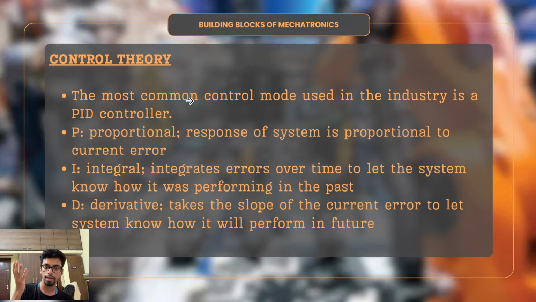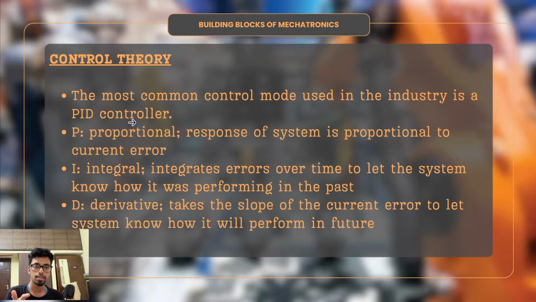D is derivative. It takes the slope of the current error to let the system know how to perform in the future. So at every instant you calculate the derivative of the error slope. Again, it's the error graph that you are plotting, and you're going to estimate, okay, maybe if I'm continuing on the same trajectory, in the future I'm going to reach this part. It may be favorable to me, so let me continue like this, or if it's not favorable, I should avoid it.